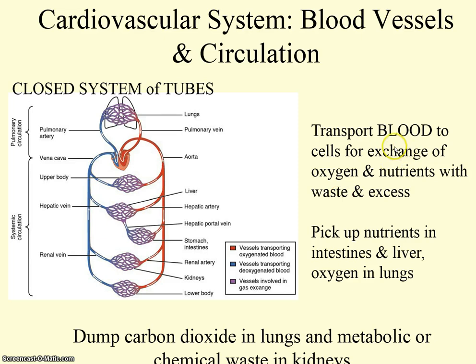And again, the point of the whole cardiovascular system is to move blood to the cells so we can get exchange of oxygen and nutrients. So oxygen and nutrients out of the blood, and waste and excesses back to the blood. I remark here again that we pick up nutrients in the intestines and liver and oxygen in the lungs, and that will then be routed through the body by the cardiovascular system. We release or dump our carbon dioxide in the lungs and metabolic or chemical waste in the kidneys. So this is fulfilling what we need to accomplish here on this one slide.